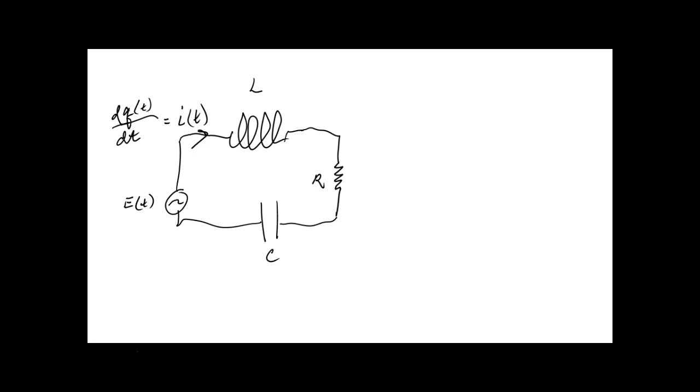And here's what the voltage drop across an inductor is: L times di dt, the time rate of change of the current. Because remember, current is a function of time. So there we have a derivative there.